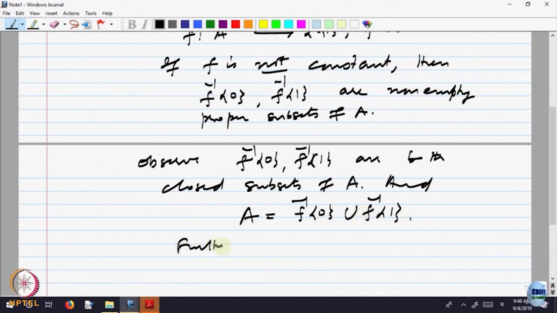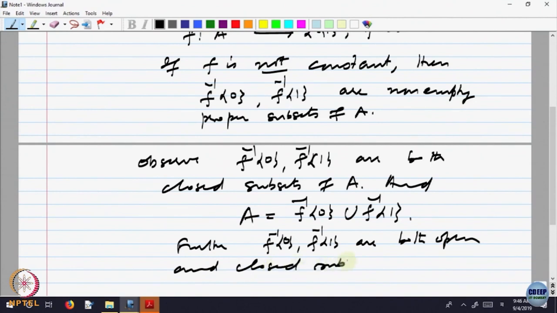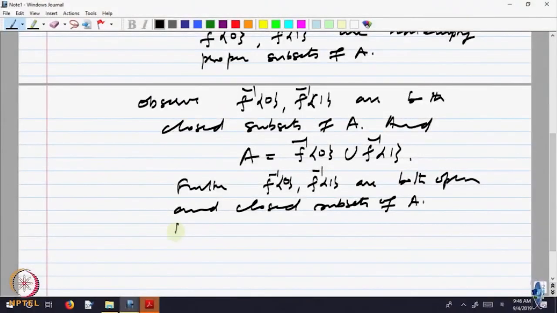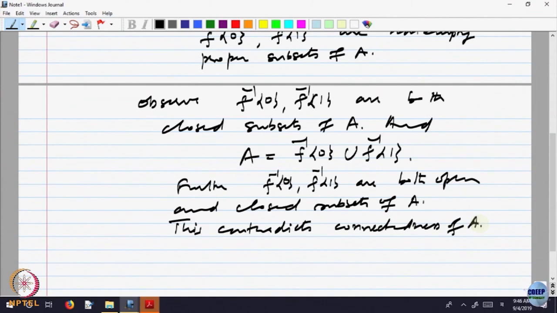And further, F inverse of 0 and F inverse of 1 are both open and closed subsets of A. And that is not possible, this contradicts connectedness of A, right? Because if A is connected, it should not have any non-empty proper subset which is both open and closed.